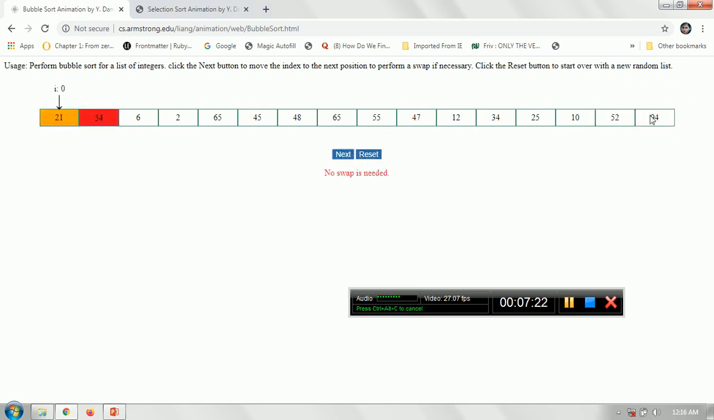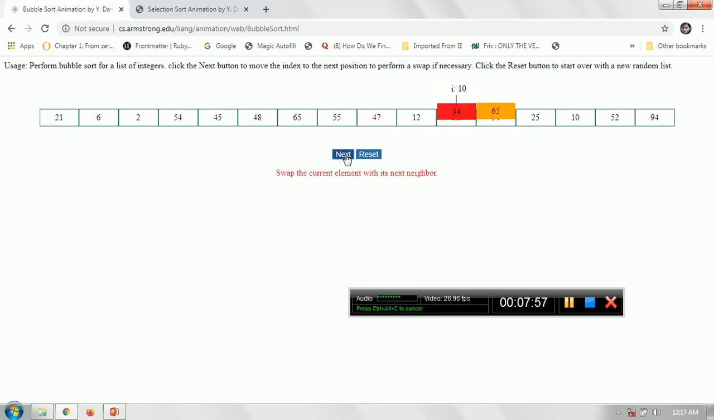See, 94 is already placed here. 21 and 54, no swap is required. Again a swap is there. Okay, again in these two positions, the swap would be required. Again a swap would be required. Here 54 and 65, no swap is required. Again a swap would be required. Here again no swaps are required. Again a swap is required. 65 and 12, a swap would be required because 65 should go to the right position.